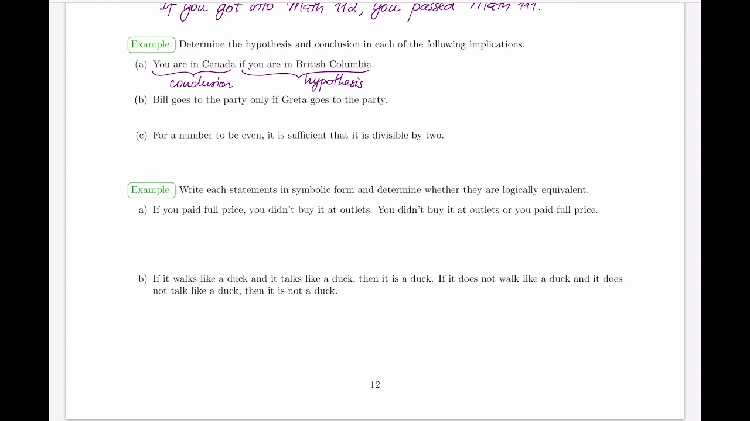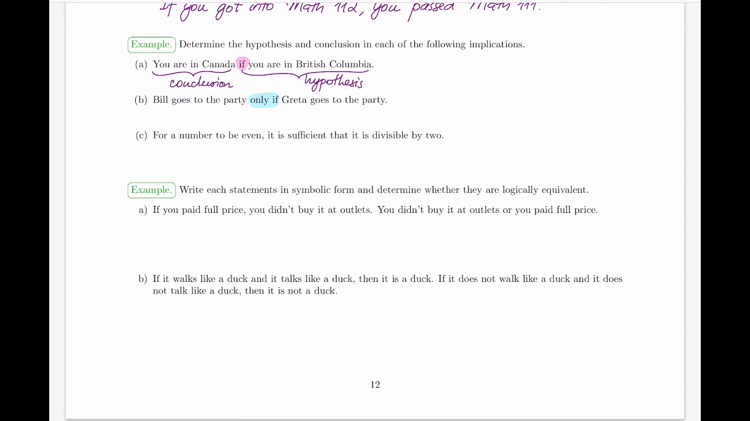Now, next up is the statement with only if. So this is getting a little bit trickier. Maybe let me highlight the fact that this was if, and the next one is going to be only if. Bill goes to the party only if Greta goes to the party. The only way that Bill will go to the party is if Greta also goes there.